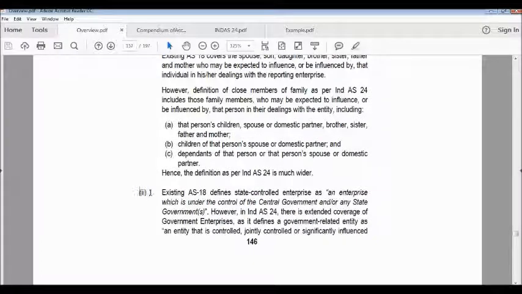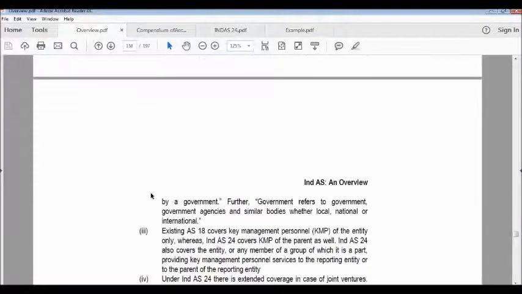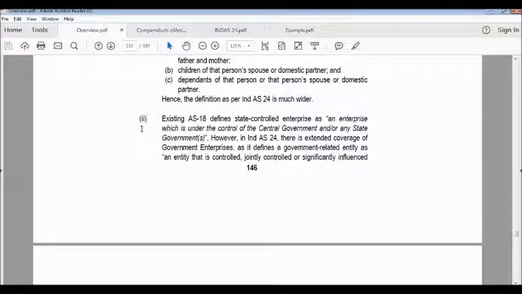Now this is the second difference, but before starting the second difference, I want to jump into the third difference. We will discuss the second difference later on.